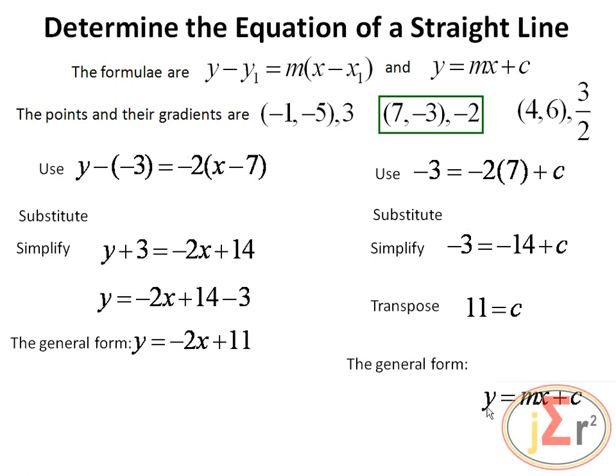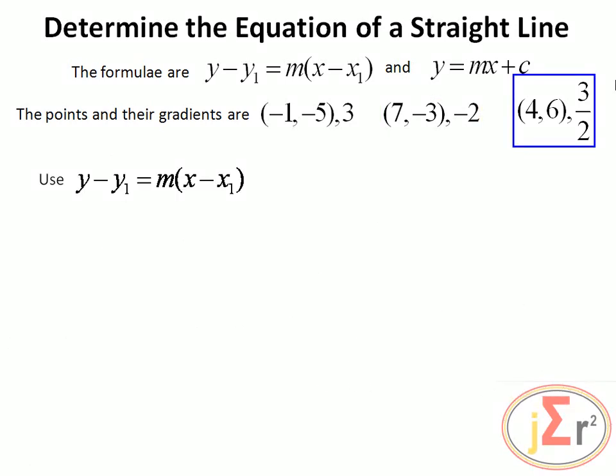This is our general form. Y is equal to mx plus c. What is m? The gradient that we got at the beginning, negative 2. What is c? C is the 11 that we have just calculated. So y is equal to negative 2 times x plus 11. That's what we have. Y is equal to negative 2x plus 11.